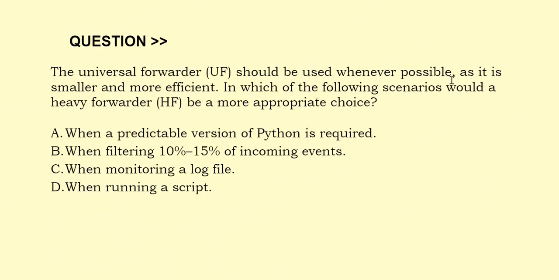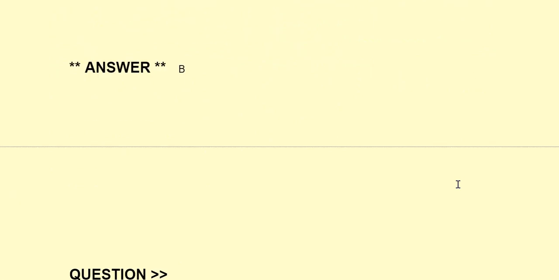Our next question is, a universal forwarder (UF) should be used whenever possible as it is smaller and more efficient. In which of the following scenarios would a heavy forwarder (HF) be the more appropriate choice? Option A, when a predictable version of Python is required. Option B, when filtering 10 to 15% of incoming events. Option C, when monitoring a log file. Option D, when running a script. The correct answer is option B.